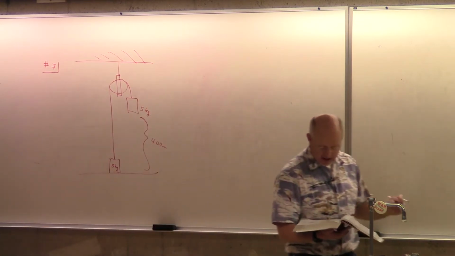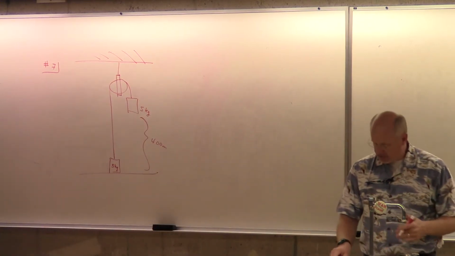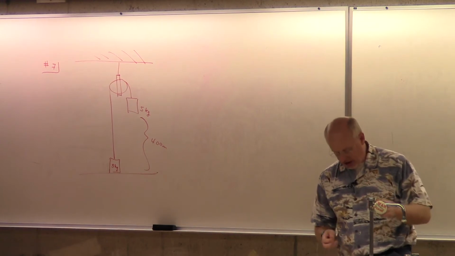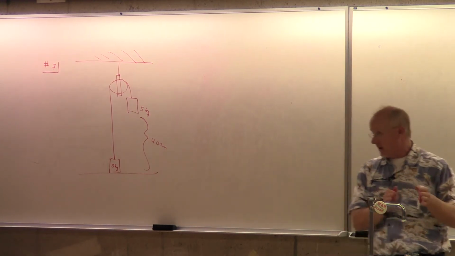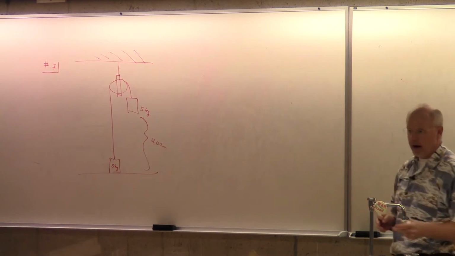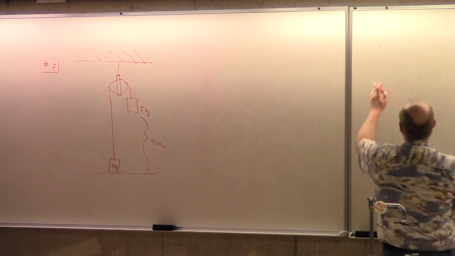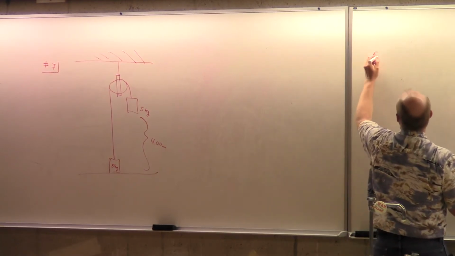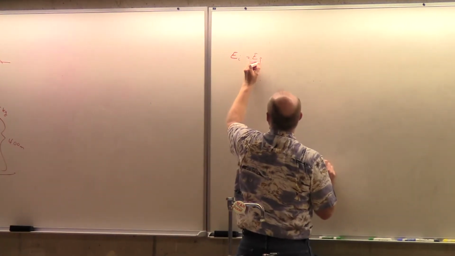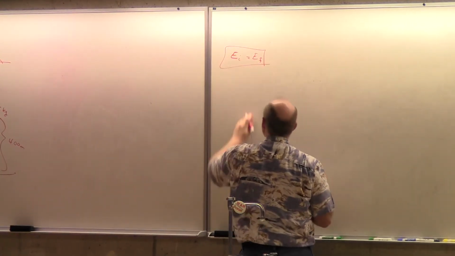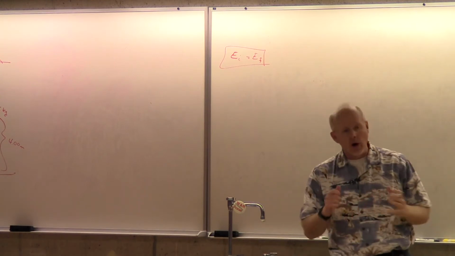And so the first part, A, says determine the speed of the 3 kilogram object just before the 5 kilogram object hits the ground. Okay? And so I'll start off by saying energy initial equals energy final. There you go.